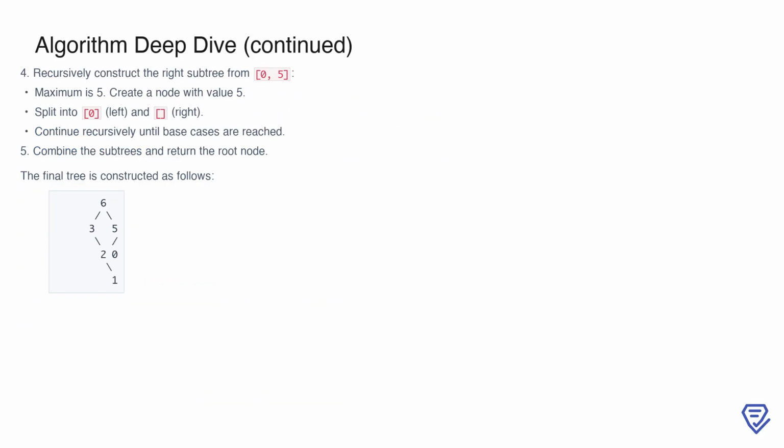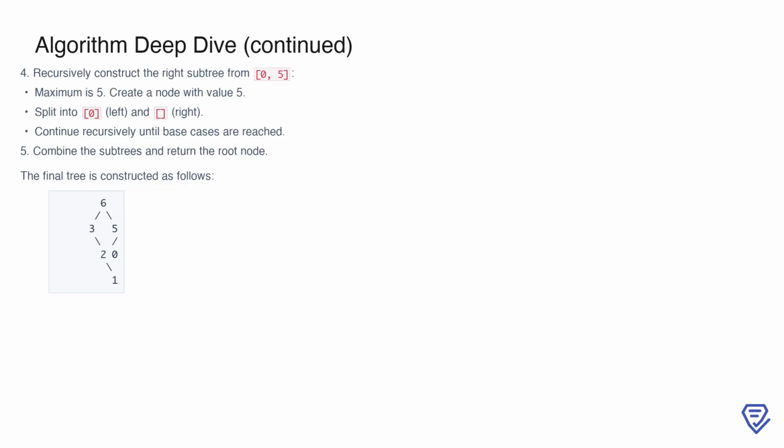For the right subtree, we start with the array 0, 5. The maximum value is 5, so we create a node with this value. This splits the array into 0 for the left subtree and an empty array for the right subtree. The left subtree is constructed from 0, which directly results in a node with value 0 since it is a single element array. The right subtree, being an empty array, results in None. As the recursive calls return, the subtrees are combined to form the complete tree.